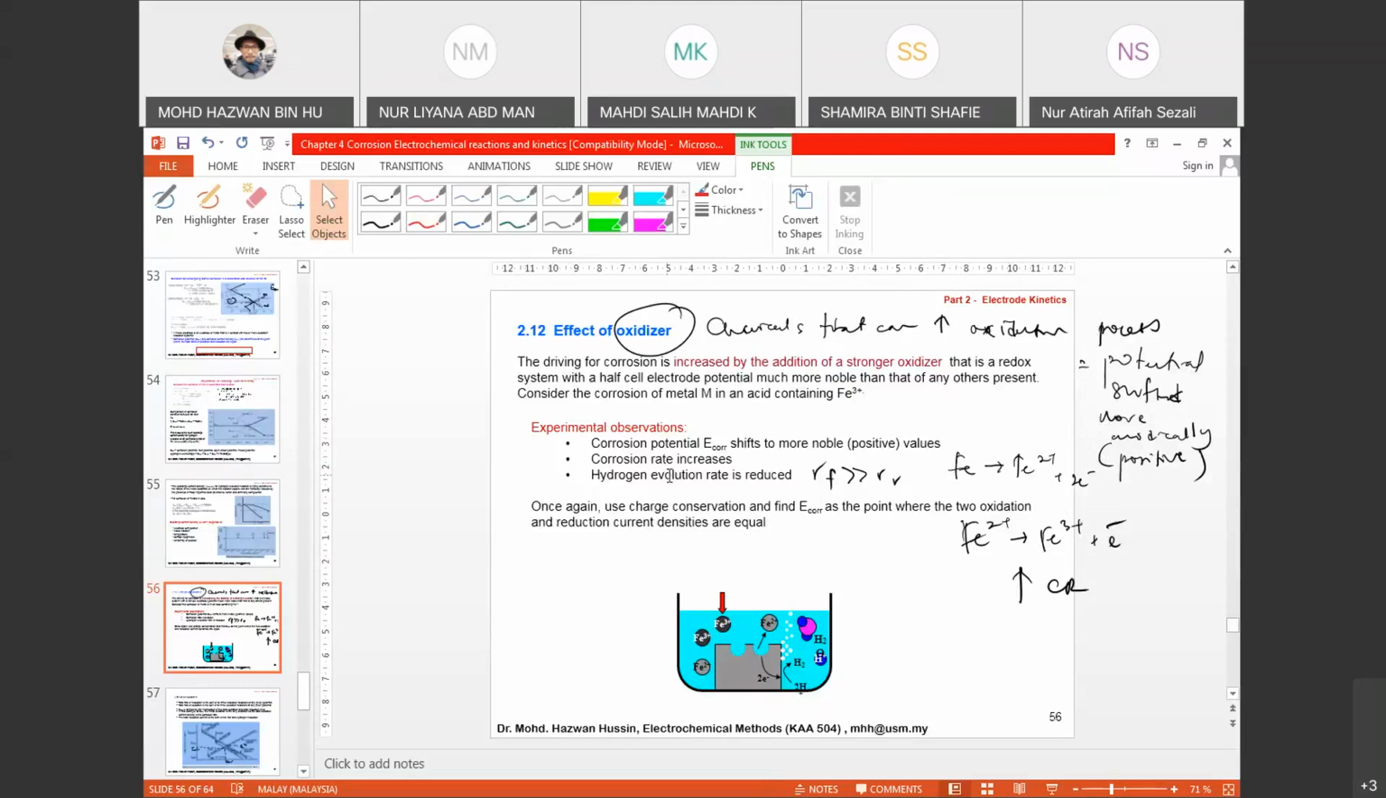And finally, you also notice that the hydrogen evolution rate will be reduced. You see that only a little hydrogen will be produced. Why? Because when you have a higher rate of forward reaction compared to reverse reaction, this indicates that you have a dominant oxidation process compared to the reduction process. That is why the reduction process, which in this case is the hydrogen evolution, will be reduced.